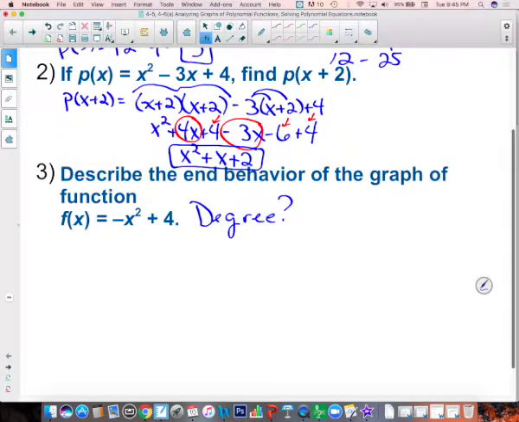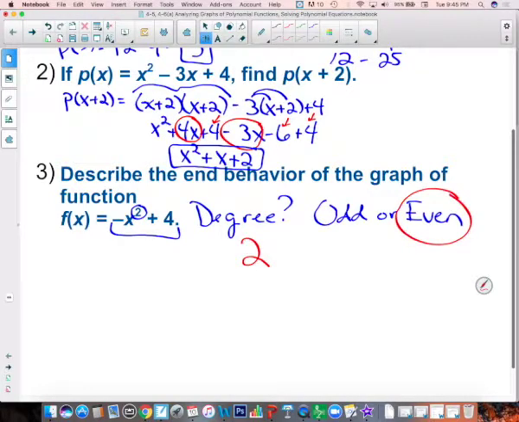What is the degree of the function? Okay, is it odd or even? Okay, well right here is your polynomial. What's the largest power of the variable? That's x squared. So your degree is a 2. Is that an odd or an even number? Okay, that's even. Then you can use your notes from yesterday, if you haven't gotten this far yet. Use your notes from yesterday to look at what even functions look like.